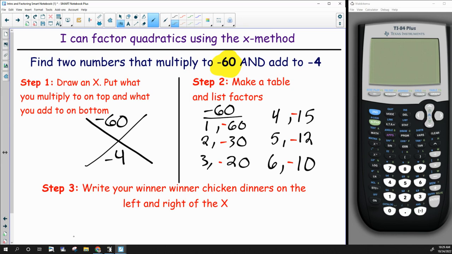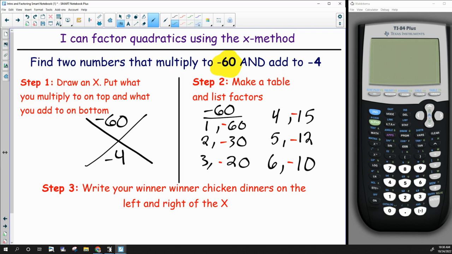After you figure out which numbers are negative, remember you check. You add them together. 1 and negative 60, add. 2 and negative 30, add. Which of these add up to negative 4? If we make the smaller ones negative, then all of them will add up to a positive number. But we want them to add up to a negative number, so we make the bigger numbers negative.